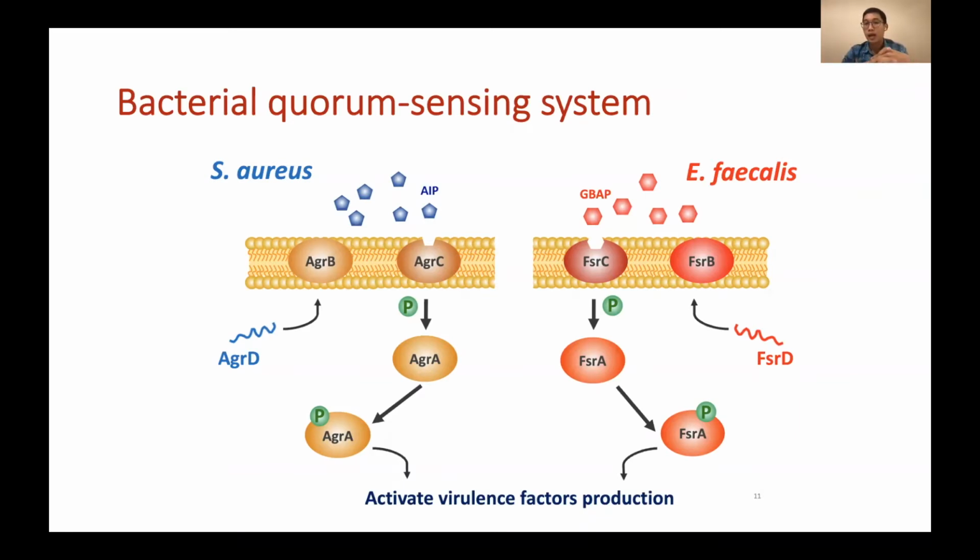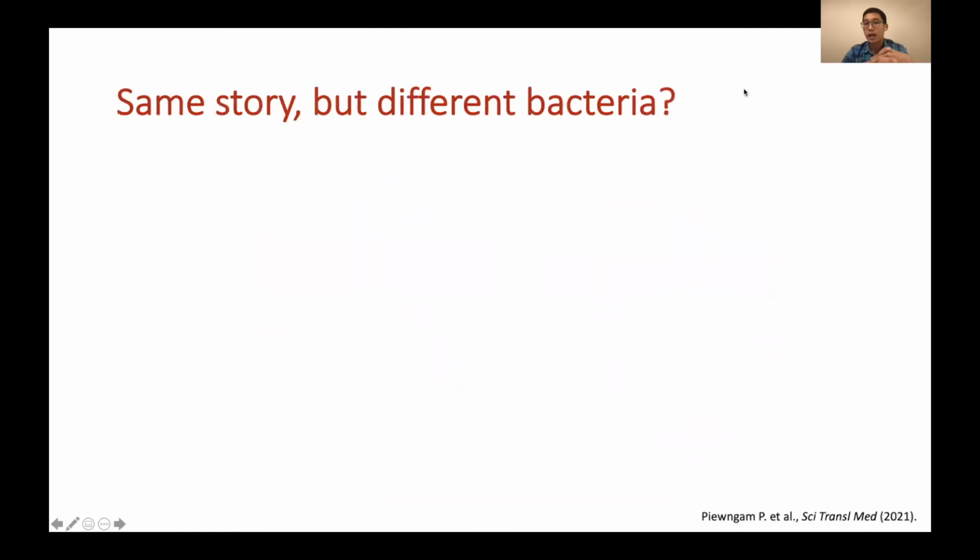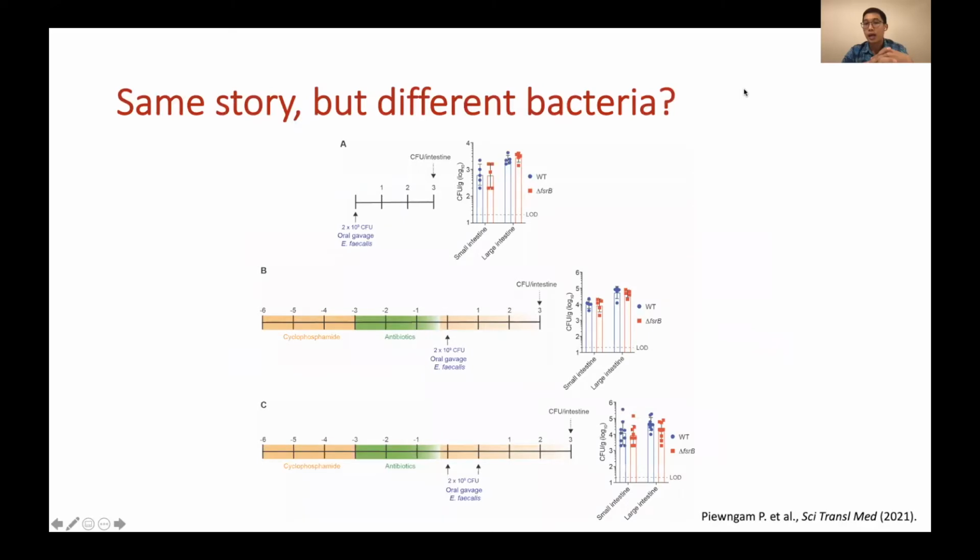And then I'm like, okay, maybe we can apply the story that we discovered before with the E. faecalis. So I tried to use the same story with the different bacteria. The first question is whether E. faecalis uses the quorum sensing system for gut colonization, because we found that Staph aureus uses the quorum sensing system for gut colonization. And what about E. faecalis? Because they have the same system. And I found that E. faecalis doesn't use the quorum sensing system for gut colonization.